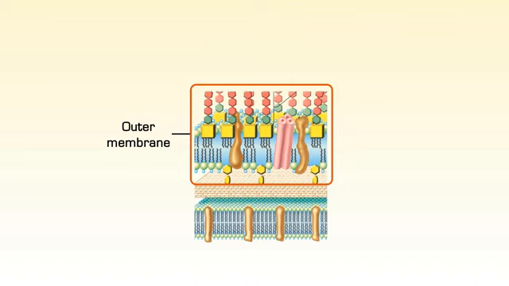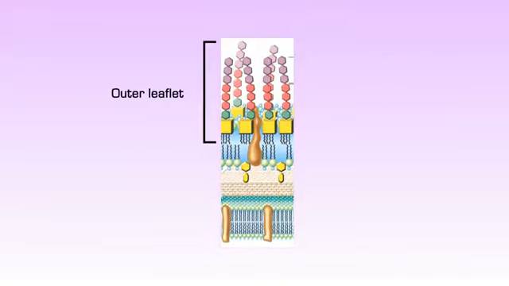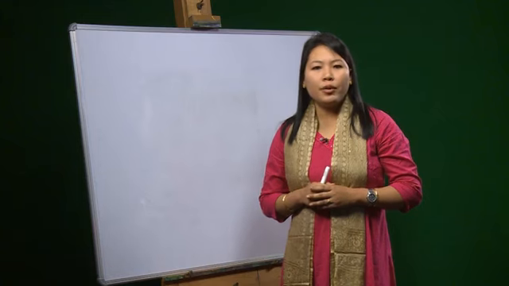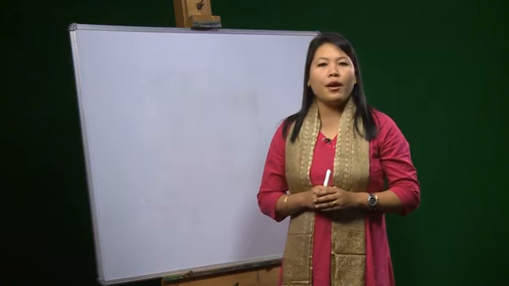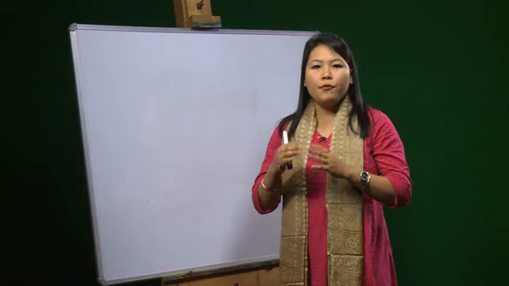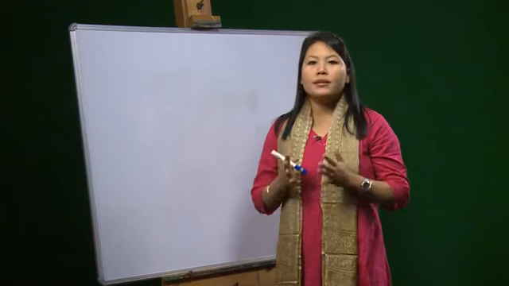Coming to the outer membrane, it also forms a trilaminar structure and consists of proteins such as porins, receptors, and an asymmetric distribution of lipids. The outer leaflet is composed of lipopolysaccharide and the inner leaflet consists of phospholipid and lipoproteins. The lipopolysaccharides are an integral component of the outer membrane of gram-negative bacteria, and they participate in various membrane functions that are essential for bacterial growth and survival.